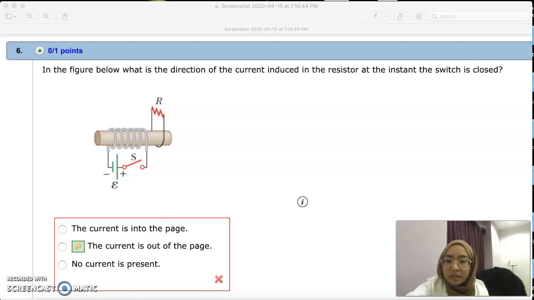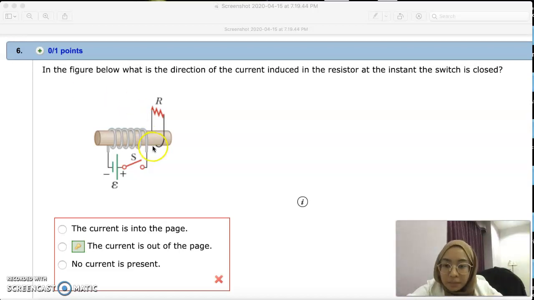Okay, so let's start. In the figure below, what is the direction of the current induced in the resistor at the instant the switch is closed? The question is asking you the current induced in the resistor. So the key word here is induced. How do we get an induced current? We need a change.